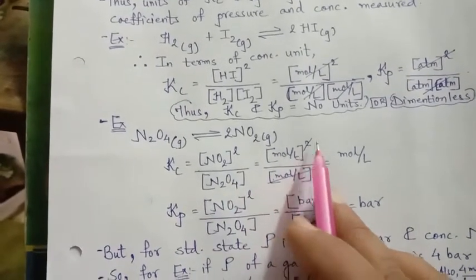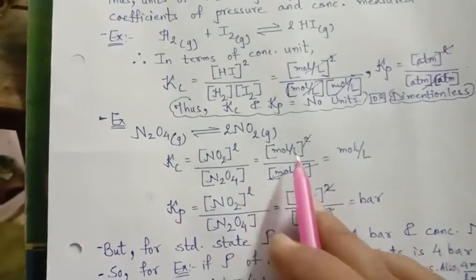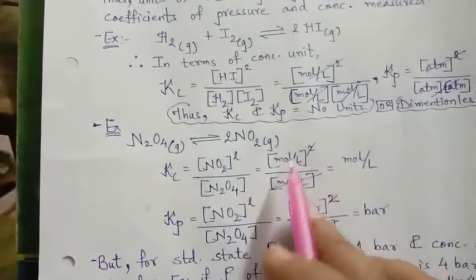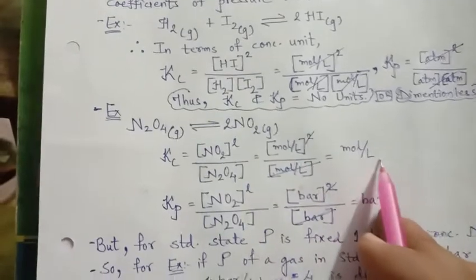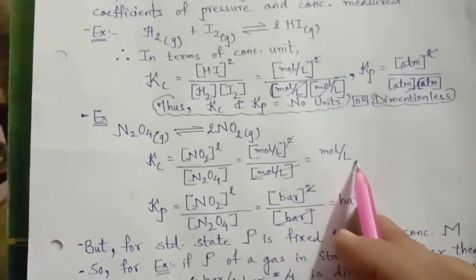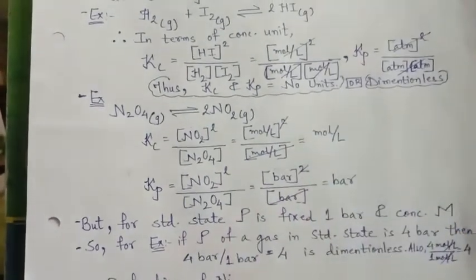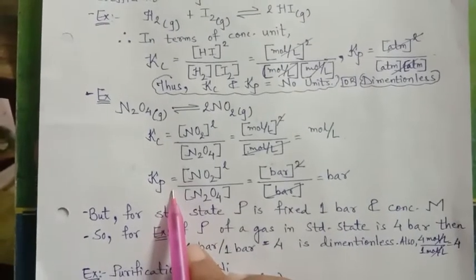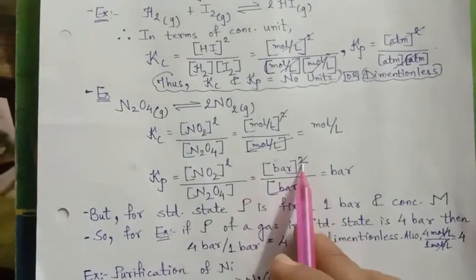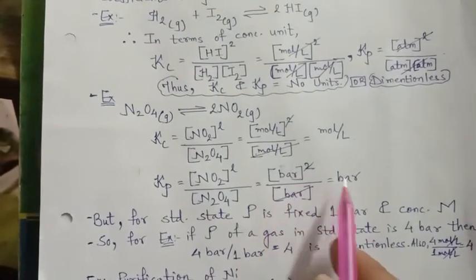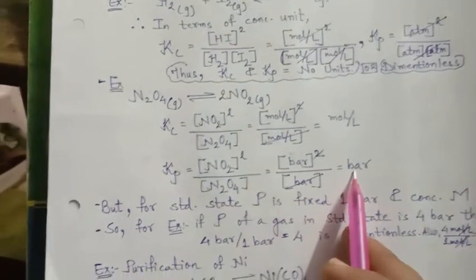So, mole per liter square upon mole per liter. Here it is mole per liter square, so mole per liter into mole per liter. So 1 will be cancelled, and here Kc is not dimensionless, it is mole per liter. In the same way, if atmosphere pressure is in the bar, then this will be bar square upon bar, so it will be in a bar, right?